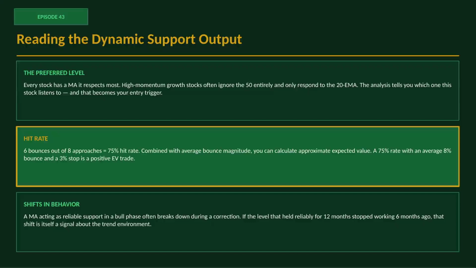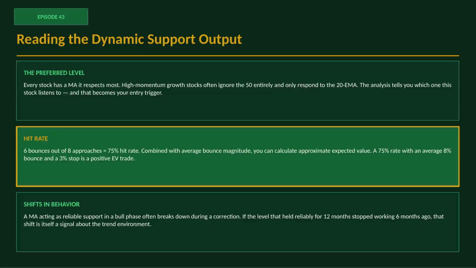This analysis gives you a stock-specific playbook. If the 50-day SMA has acted as support 8 times in the past year with price bouncing an average of 7% before failing, that is a trading pattern with a measurable edge, not a theory. The dynamic support analysis produces a concrete trading framework. The preferred level.